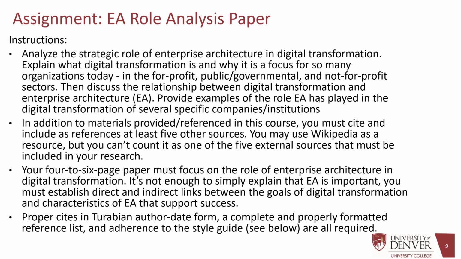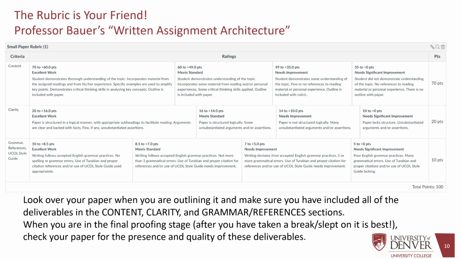Make sure that you're in the Turabian Chicago Manual Style Guide. And remember, my favorite saying, actually it's not my favorite, but the rubric is your friend. How do I do well in this assignment? It's 100 points. Look on the left side. What is excellent in terms of content, clarity, grammar, and style? Keep in mind that, when you're in that final proofing stage, check your paper to make sure you're touching all the bases here.